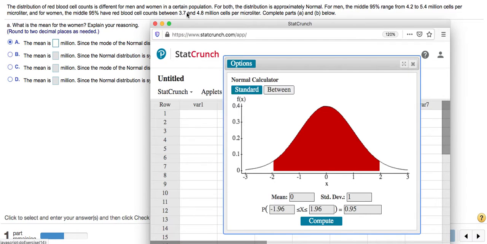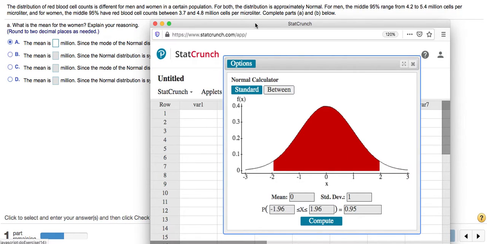The numbers are a bit off, but here's what it's trying to convey. They're saying this 3.7 represents the lower bound for the middle 95% of the data. And this 4.8 represents the upper bound for the middle 95% of the data. And we want to find the value that is directly between those. It's right in the middle. You can find that by taking the average of the lower and the upper bound.